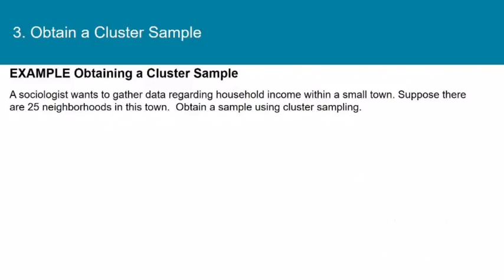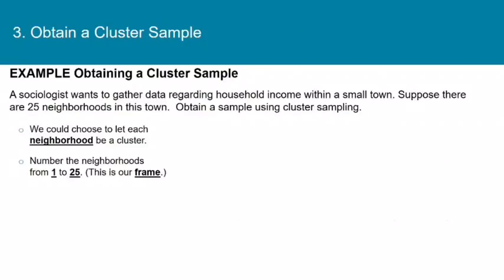Okay, here's an example for us. A sociologist wants to gather data regarding household income within a small town. Suppose there are 25 neighborhoods in this town. Obtain a sample using cluster sampling. So we could choose to let each neighborhood be a cluster. Now, again, this is one of those situations where this is not something I expect you to be able to come up with on your own. It's just a situation we're going through together. So we could choose to let each neighborhood be a cluster, and then we could number the neighborhoods from 1 to 25, and that's basically our frame.